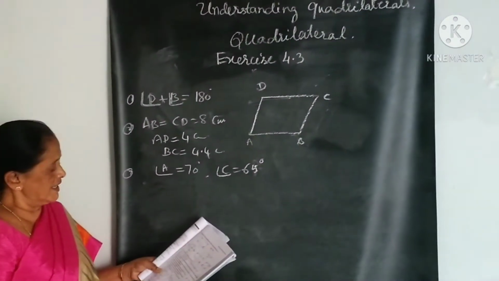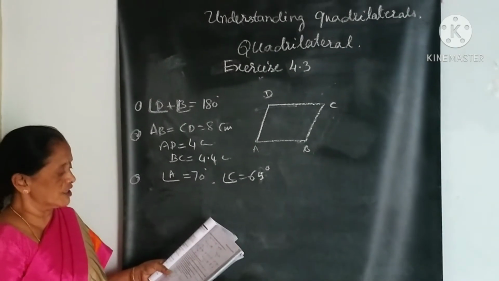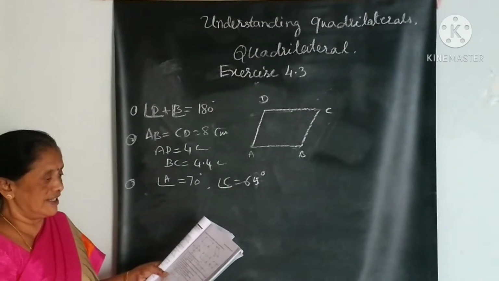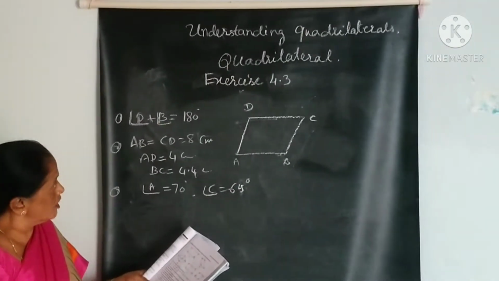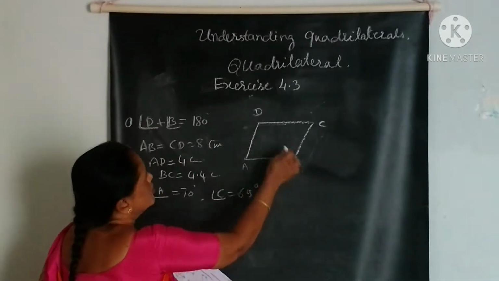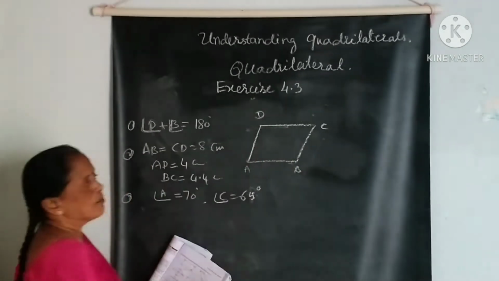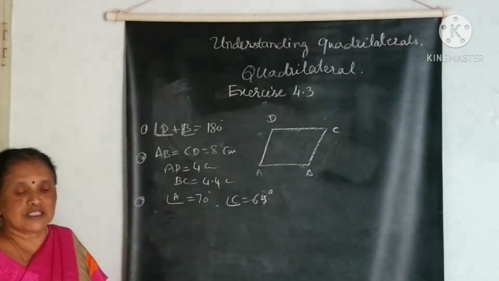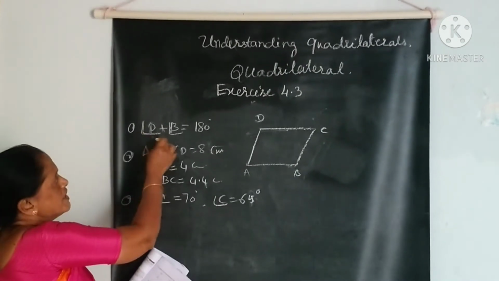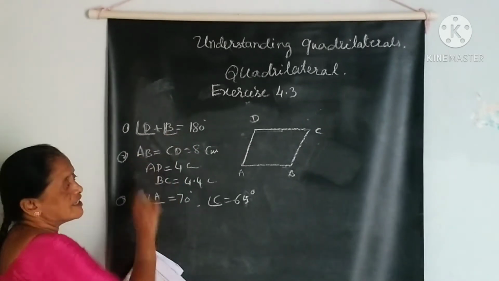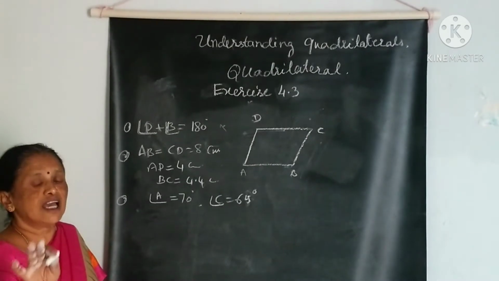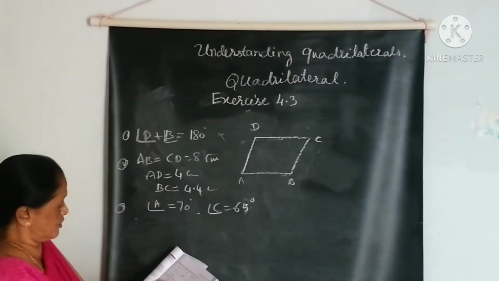Third problem. In a quadrilateral ABCD to be a parallelogram, first one: angle D plus B equals 180 degrees. Is it a parallelogram? In a parallelogram, D and B are the opposite angles. Opposite angles are equal in a parallelogram. But what is given here? D plus B is 180 degrees. So it is not a parallelogram. ABCD is not a parallelogram. Let's come to the next one.